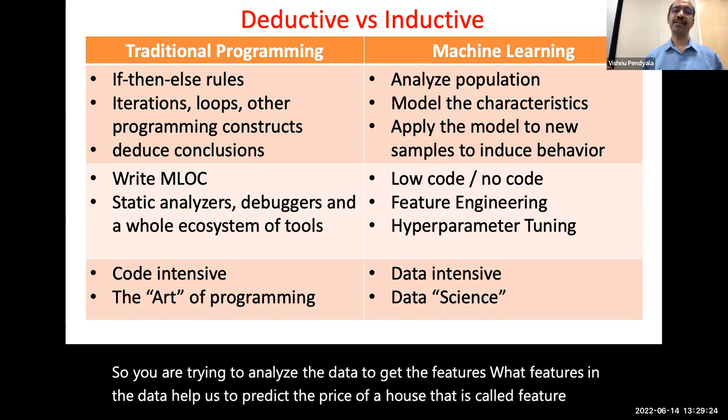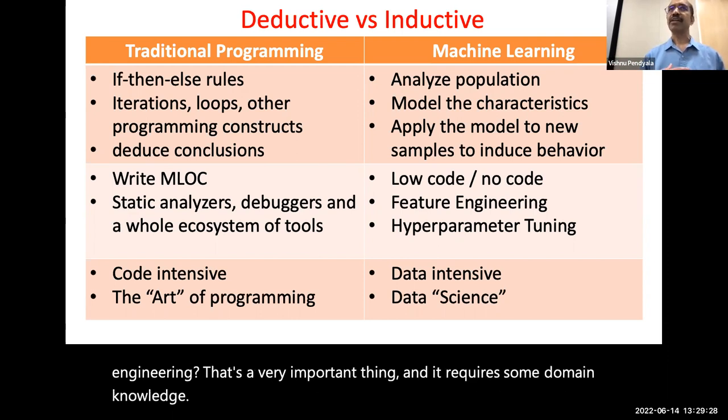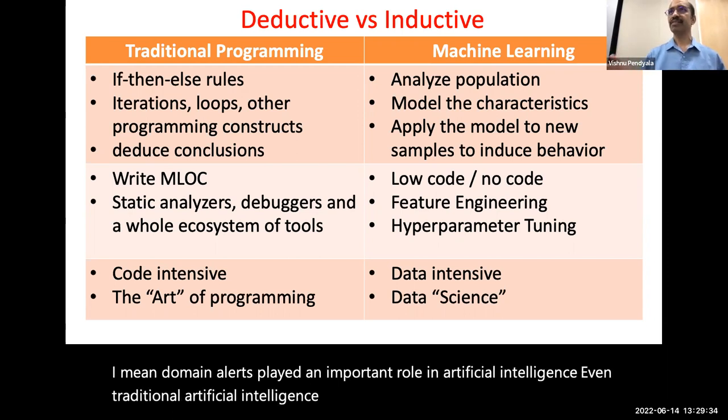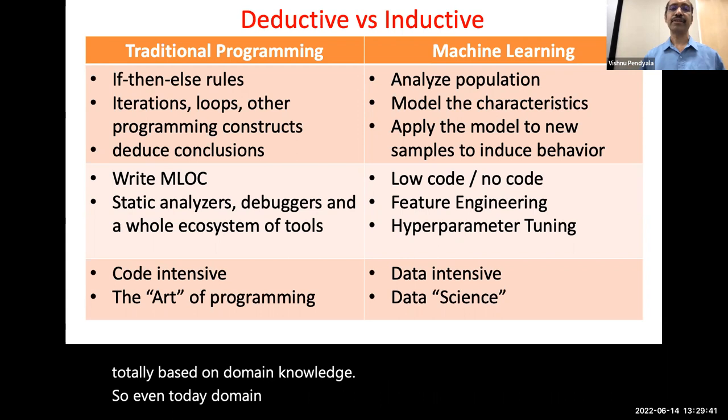That's a very important thing, and it requires some domain knowledge. Domain knowledge played an important role in artificial intelligence, even traditional artificial intelligence, like expert systems, which were totally based on domain knowledge. So even today, domain knowledge plays a big role in machine learning as well.